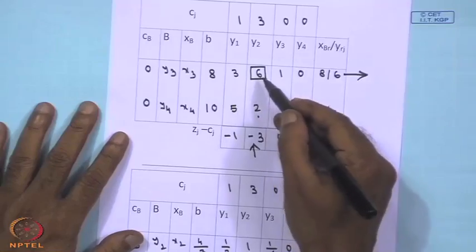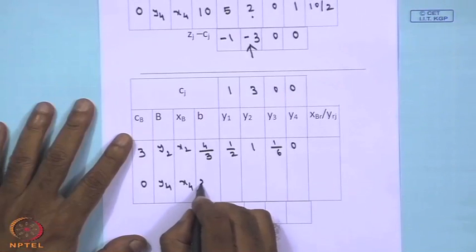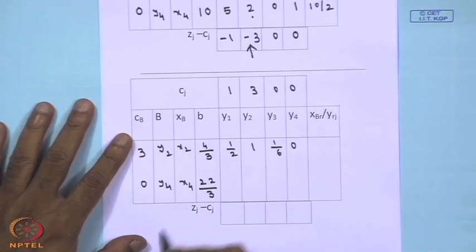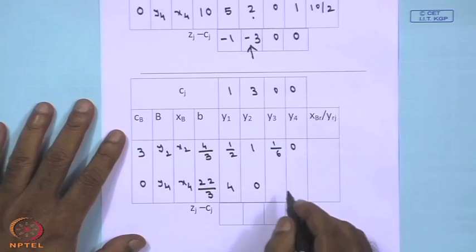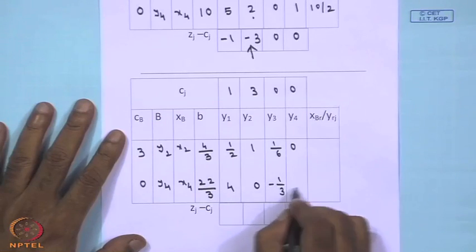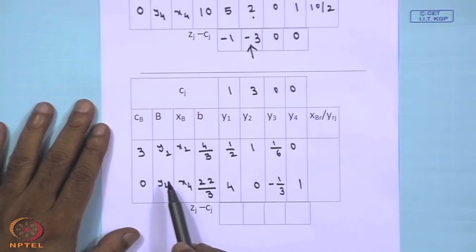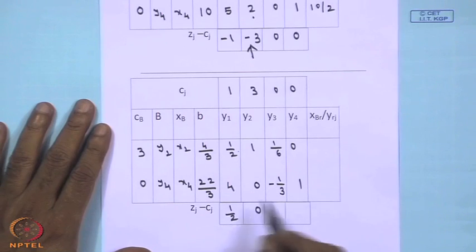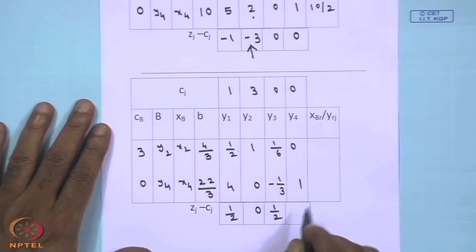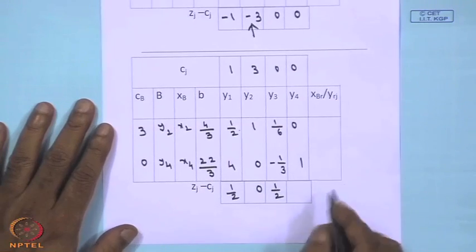This variable was 1, correspondingly you will get 22 by 3, 4, 0, minus 1/3 and 1. So, now find out the Zj minus Cj values. So, 3 by 2 minus 1 is half, 3 minus 3 is 0, then half minus 0. So, it is half, and the next value is also 0, 0 minus 0. So, it will be 0.